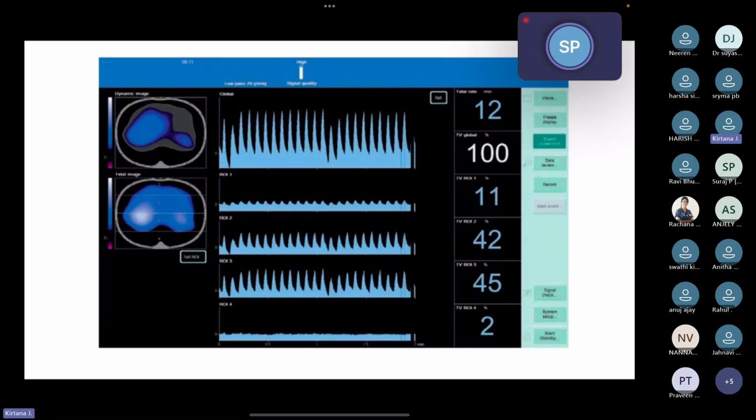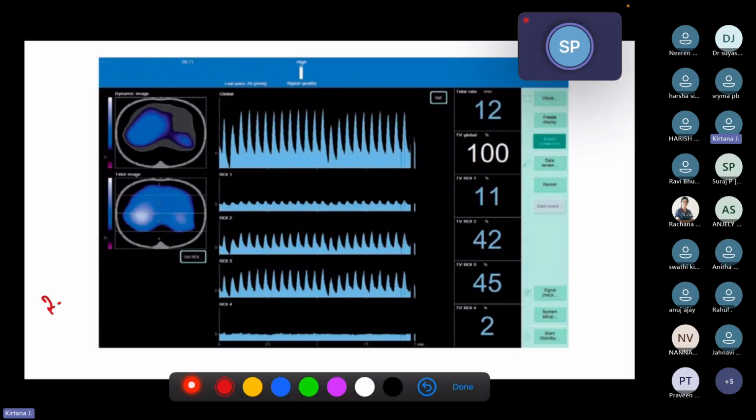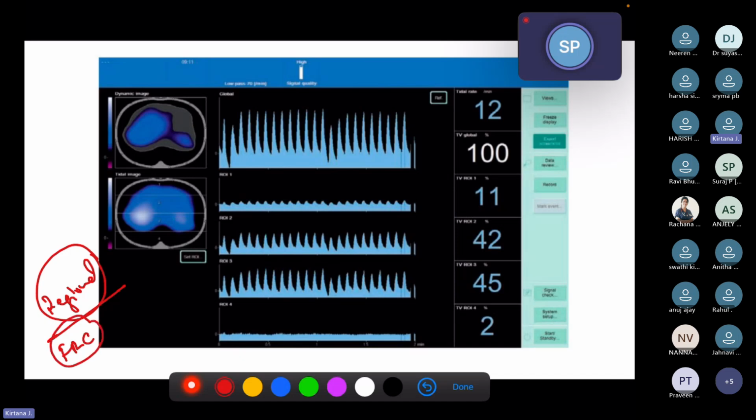So this machine helps to give us the regional ventilation. Once we have an estimate of the regional ventilation, we have an estimate of the functional lung volume that we have, and therefore these machines can help set us the VT. What else does this machine do? It helps us to set the PEEP.